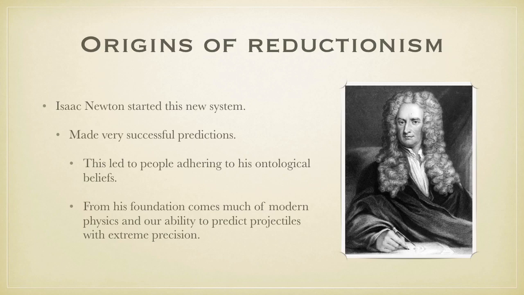One of the key people who are associated with the origins of reductionism is Isaac Newton. Through Isaac Newton's new outlook at ontology and his emphasis on quantity, he was able to make very accurate predictions in the motion of objects. This led to many people adhering to his ontological beliefs. Through his research in physics, which allows him to know many different things, which surely contains much truth and knowledge, it does not guarantee the validity of his beliefs regarding ontology.